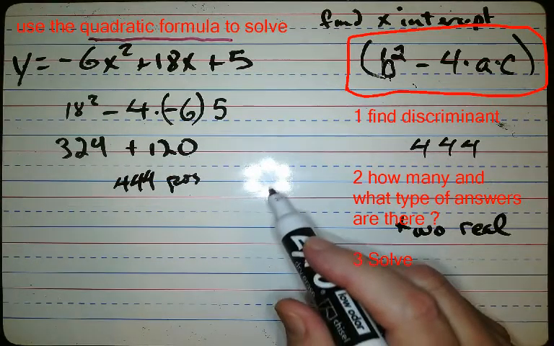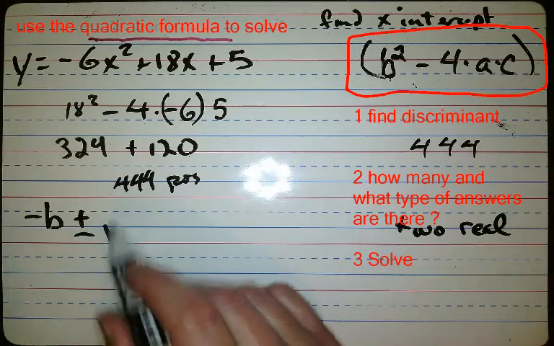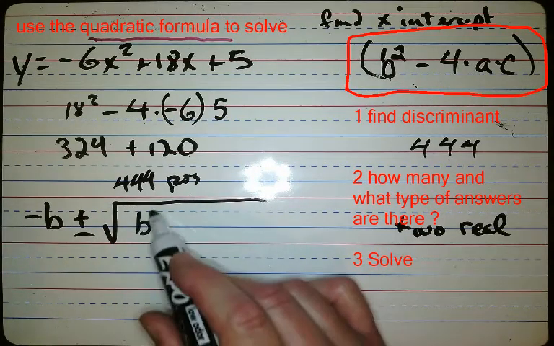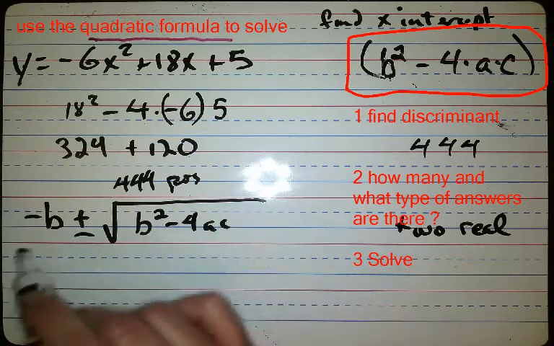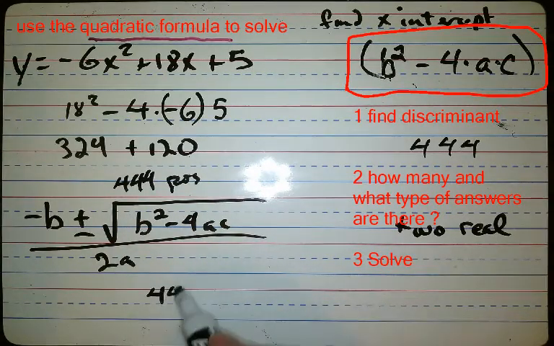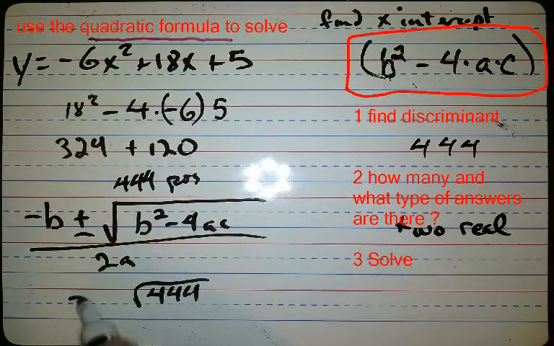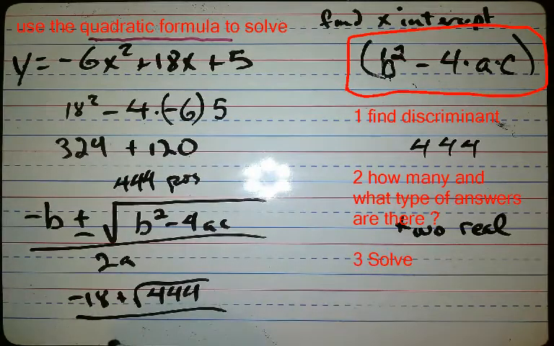Well, the quadratic formula tells me this: the opposite of b, plus or minus the square root of the discriminant, b squared minus 4ac, all divided by 2a. Now we know the discriminant. It's 444. So we're saying the opposite of b, that's negative 18, plus or minus that, divided by 2 times a, 2 times negative 6. That means we're going to have 2 answers. Let's see if we can find them.